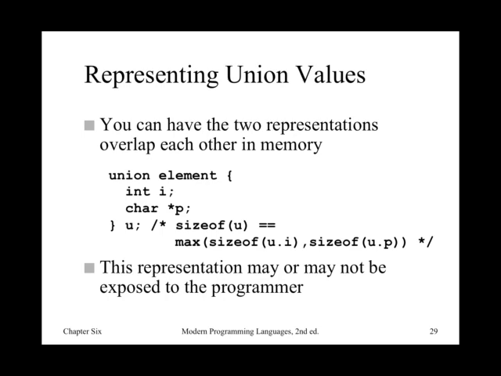In essence, the representations overlap each other, and this is a little scrungy. But what I want you to see is, in this one you've got this I, which is an integer. You've got P, a pointer to a byte or to a character, and then we declare this variable U of this type union element. And if you're rusty with your C comments, this is just a comment that the size of U is equal to the bigger of the size of U dot I and the size of U dot P.